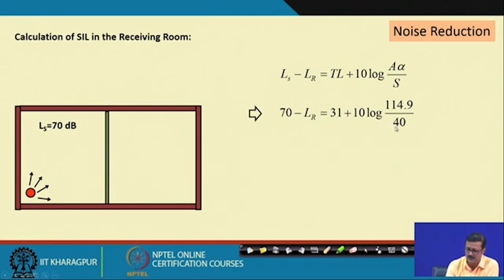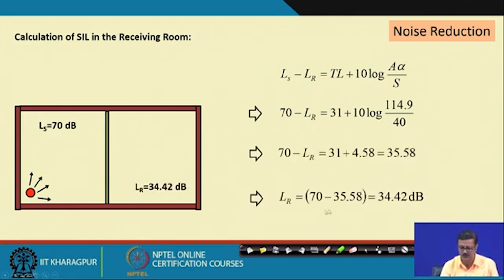and this 40 is nothing but the total surface area S of this particular wall, because the length of the wall is 10 meter and the height of the wall is, if you take it as 4, it is 40. So, now if you operate this, you can finally find the L R, that is the sound level in the receiving room, is 34.42 dB.